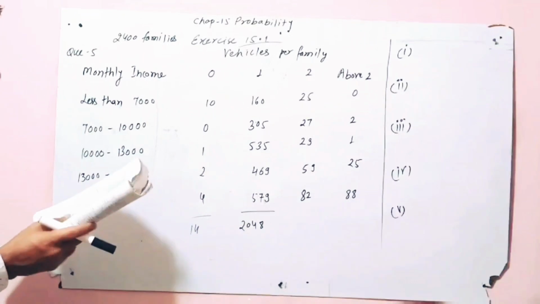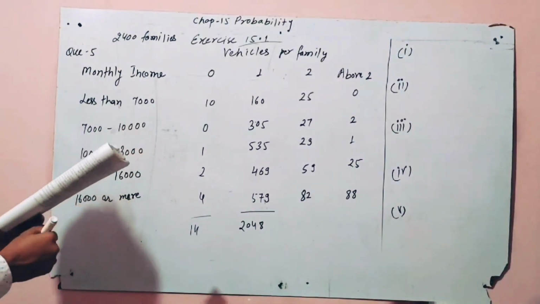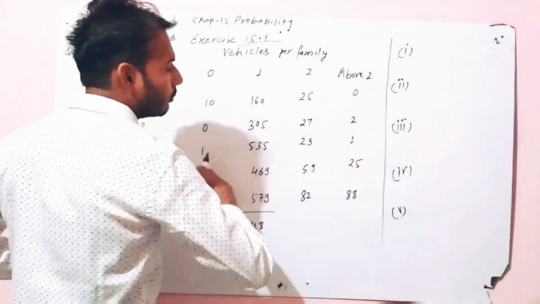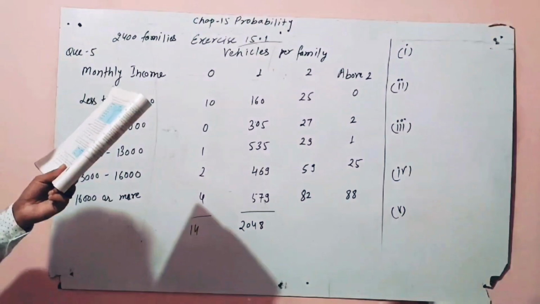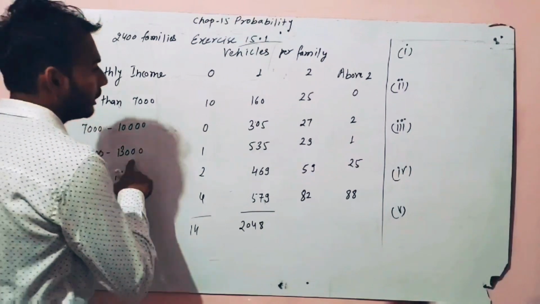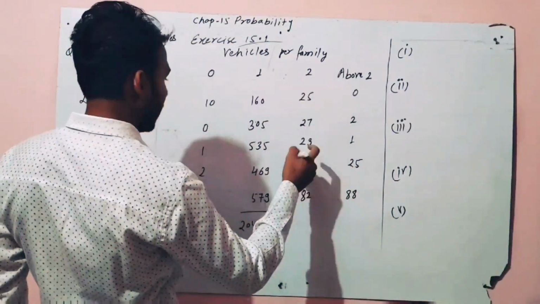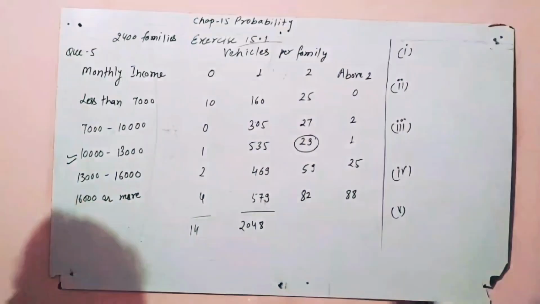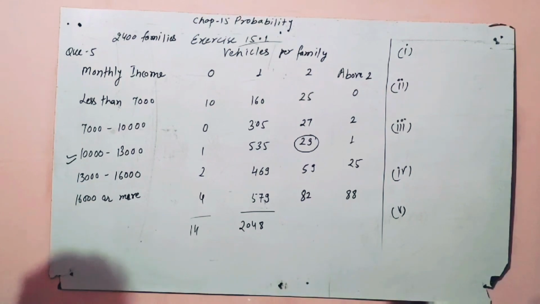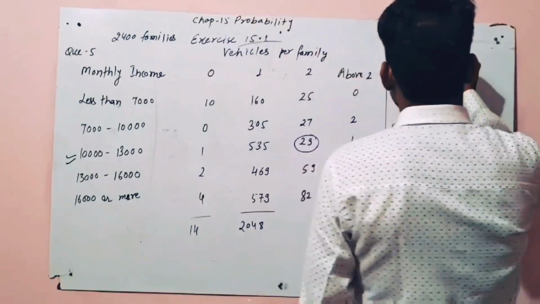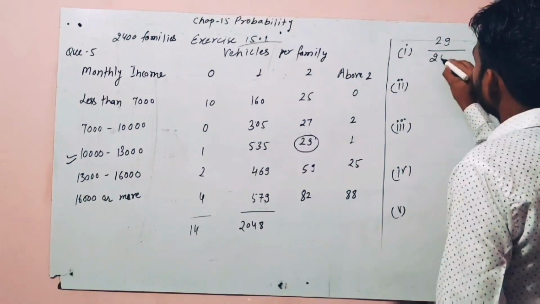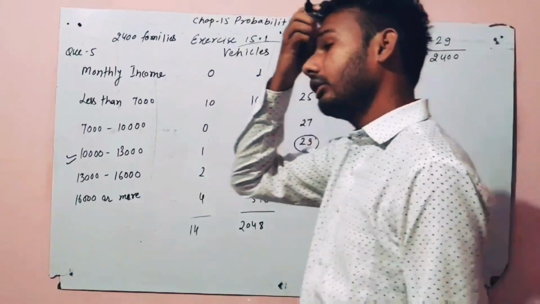So question number one: we have earning rate 10,000 to 13,000 per month, which means they are talking about this 10,000 to 13,000. So we have to take the value from this side, per month, and owning exactly two vehicles. So 10,000 to 13,000 for two vehicles: I think 29 families are there. So what we'll write, the possible outcomes are 29 and the total outcomes, as I told you, is 2,400.